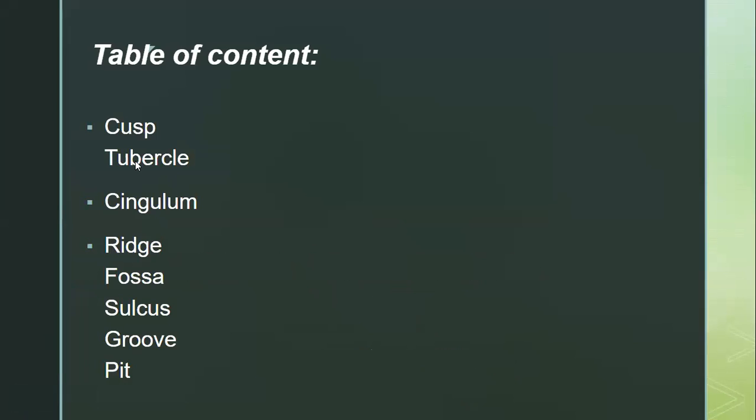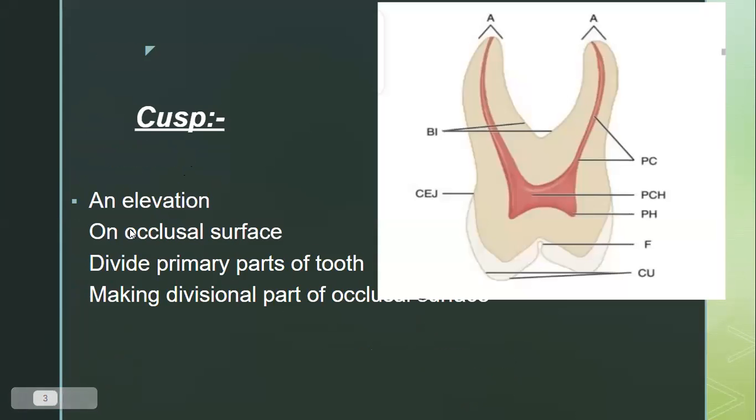Okay, here we have the table of contents in which we would be discussing the cusp, the tubercle, and then we will see what is cingulum, what are the ridges and their locations, what are fossas, sulcus, grooves, and at the end we will discuss what are pits. Okay, let's start with the cusp.